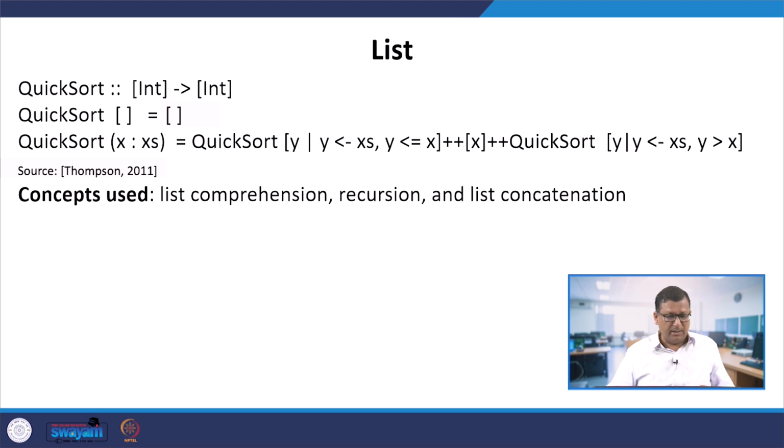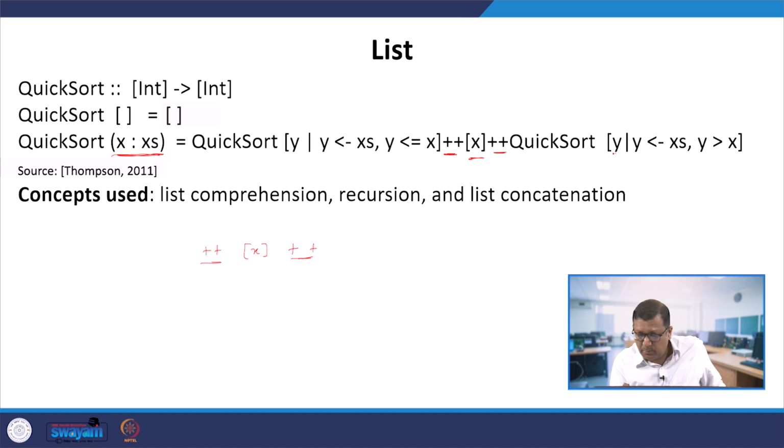So it is defined like this. Quicksort of the empty list will be empty. If the list is empty, the output is the empty list. If it is non-empty, then what does this say? This operator is the concatenation operator. So this says there is one element, a one-element list, and to this one-element list you are concatenating two other lists.